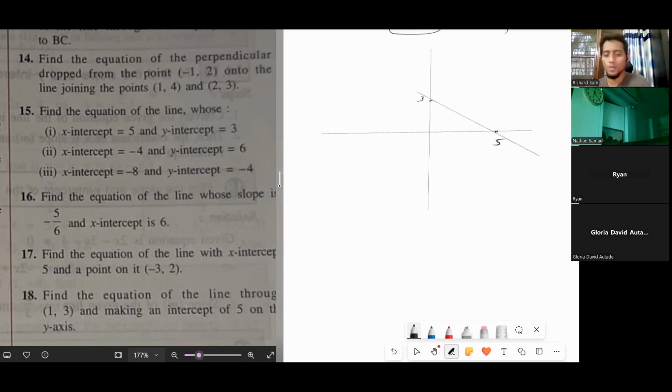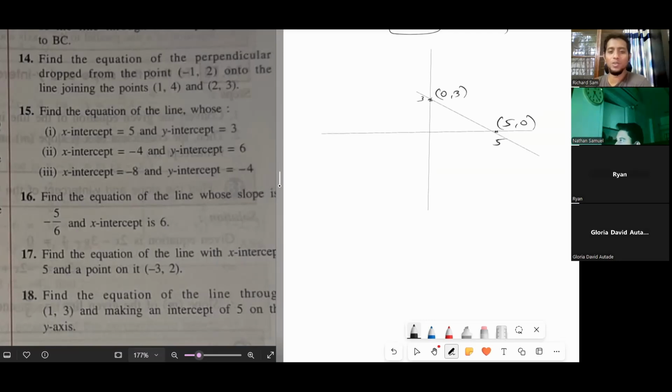Do we know the actual coordinates of these two points now? What are the coordinates of this first point? It's (0, 3), right? 0 on the x-axis, 3 on the y-axis. And the second point would be (5, 0). So now we have two points, and we can use the two-point formula. There's no special formula or anything.